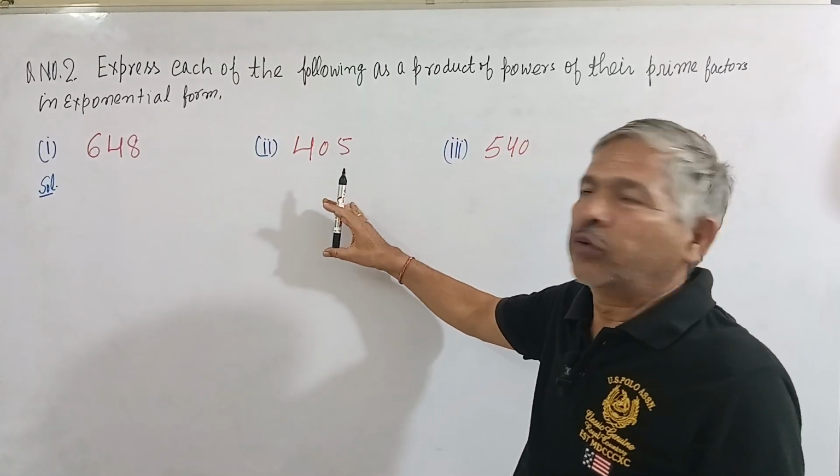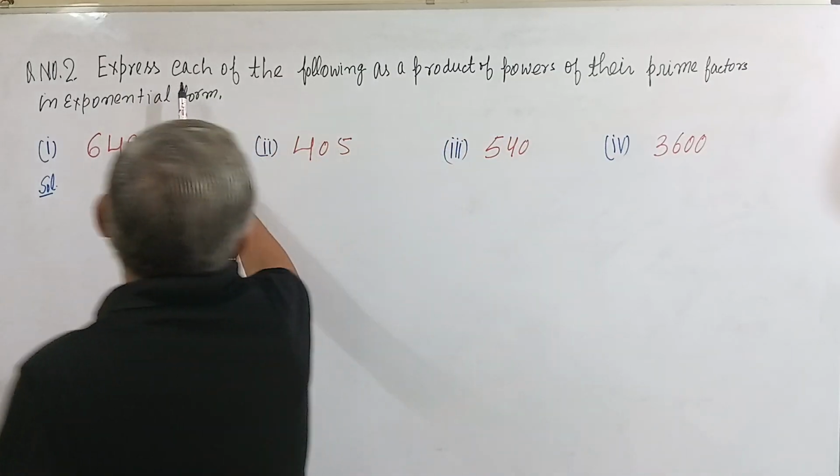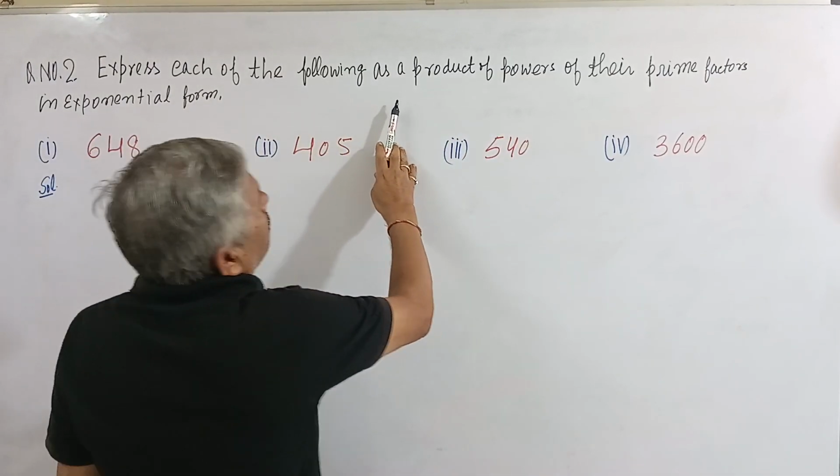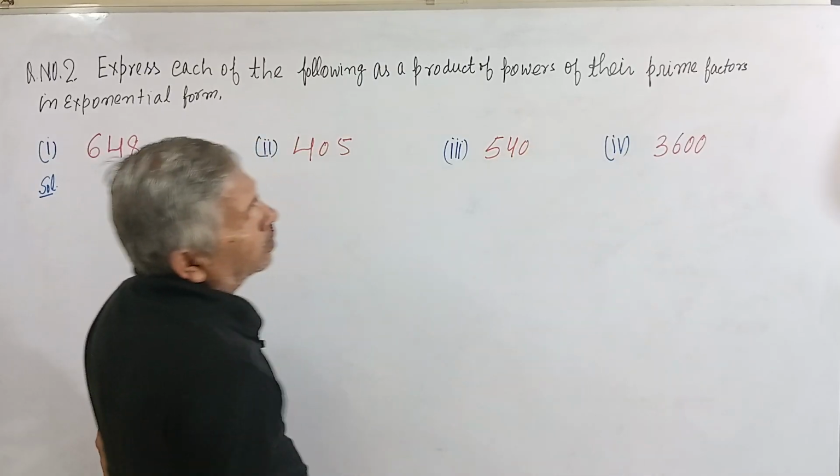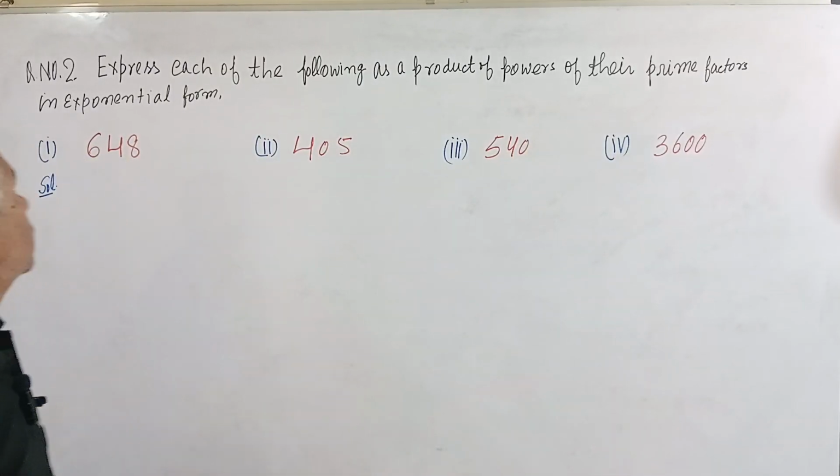Now the question number 2 is: express each of the following as a product of powers of their prime factors in exponential form.